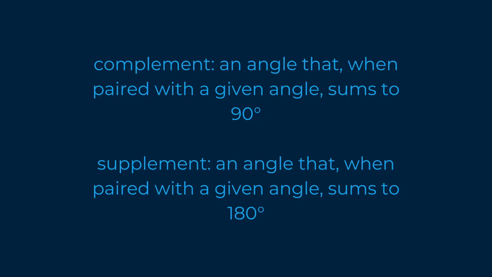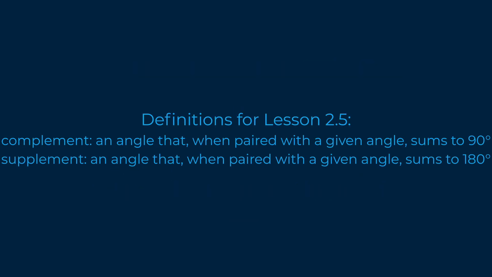So let's say you have an angle of 52 degrees. Its complement would be 38 because 52 plus 38 equals 90 degrees. And the supplement of the angle of 52 degrees would be 128 degrees, because 52 plus 128 equals 180, which is a straight angle. Those are the only two definitions, but what's really important about this topic are the two theorems that you will learn.